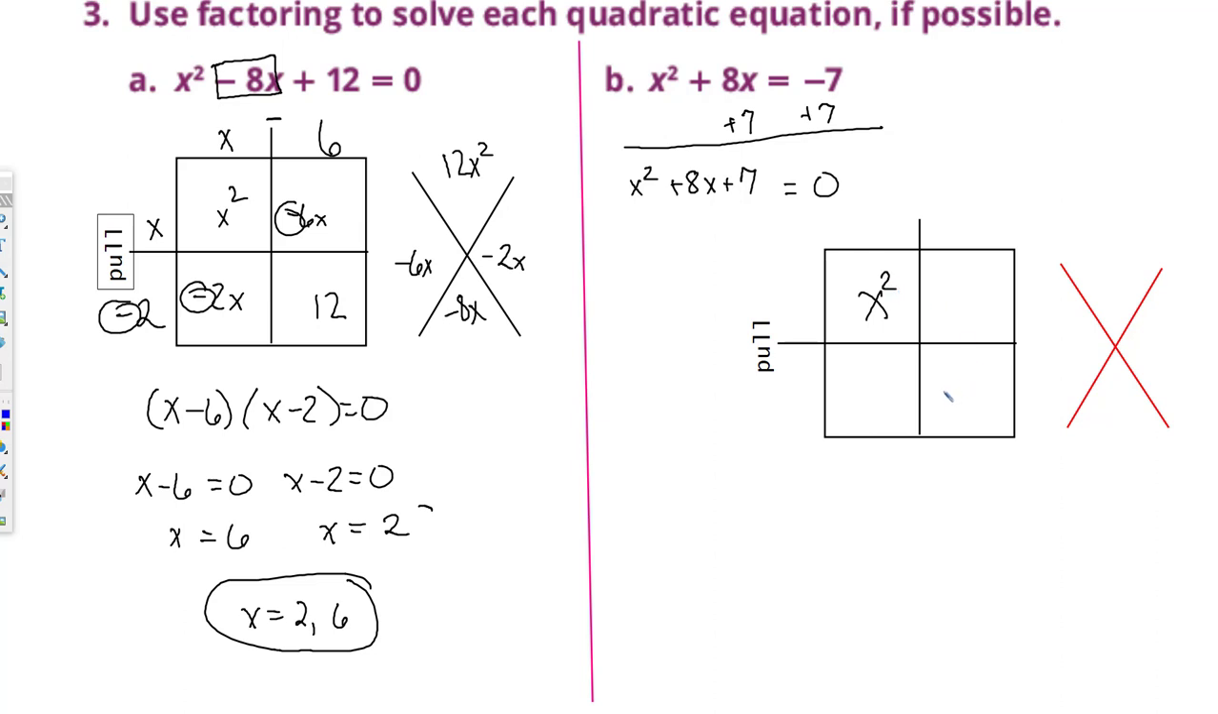What's going in my bottom right-hand corner? 7. Okay. What is my product? 7x. What am I looking for as a sum? 8. What two things multiply to give me 7x that would add to give me 8? 7x and 1x.